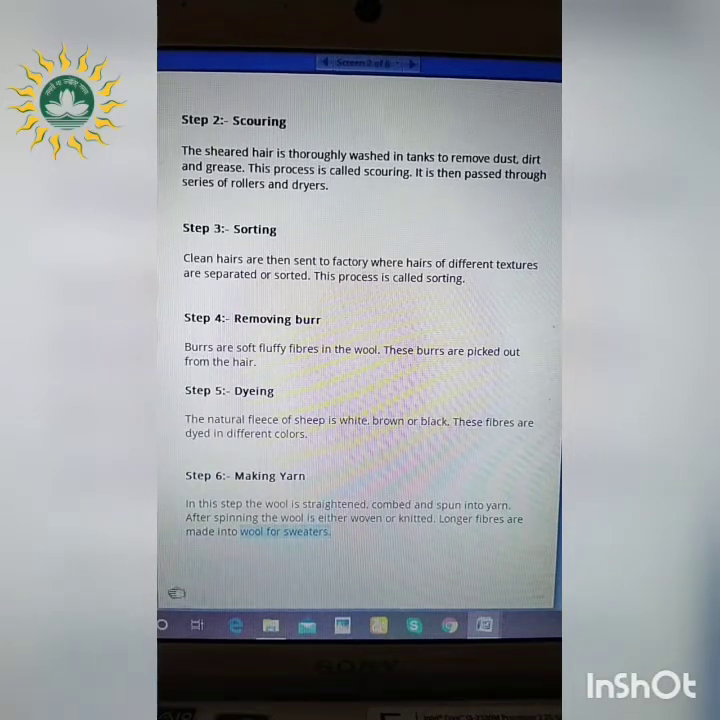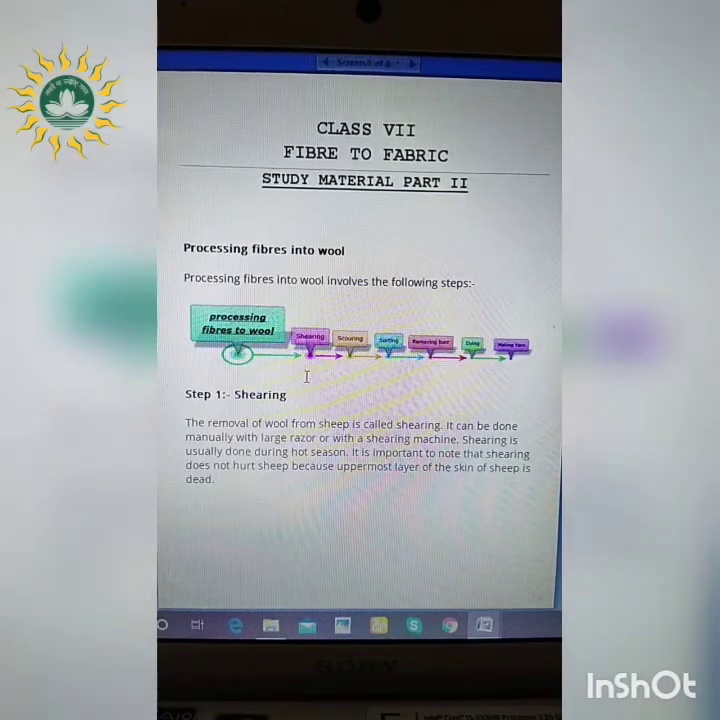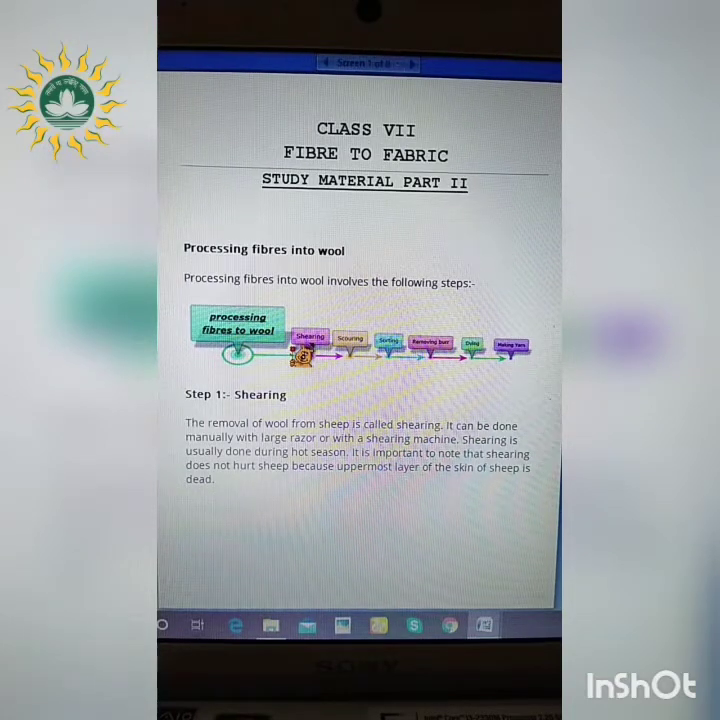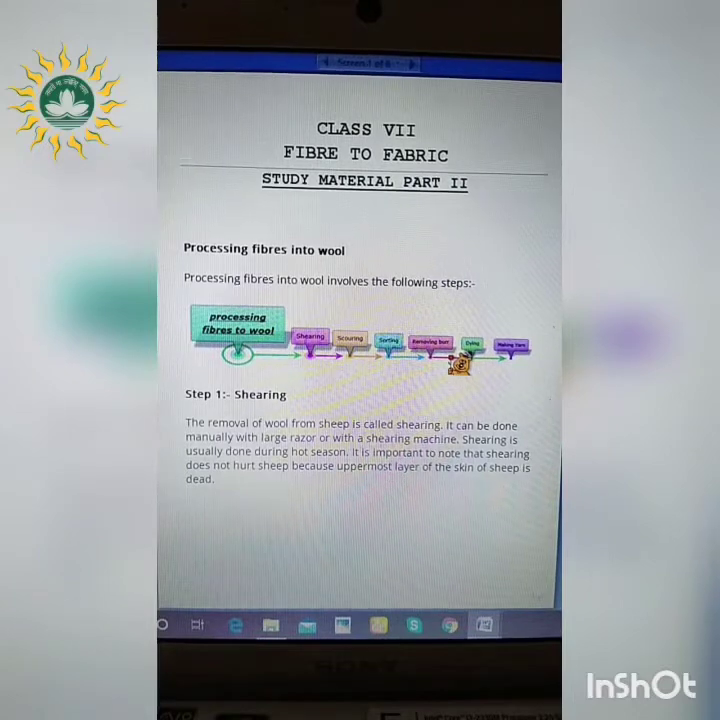So in this process, what have you learned? We have learned several steps, right, 6 steps. Shearing is the process in which the wool is removed from the sheep. Scouring is the washing. Sorting, so what happens? Different textures of the fibers are separated out. Removing bark, that means what? The soft fluffy burrs are removed. Dyeing, that means what? They are colored into specific colors. And making yarn means ultimately they are knitted into garments.